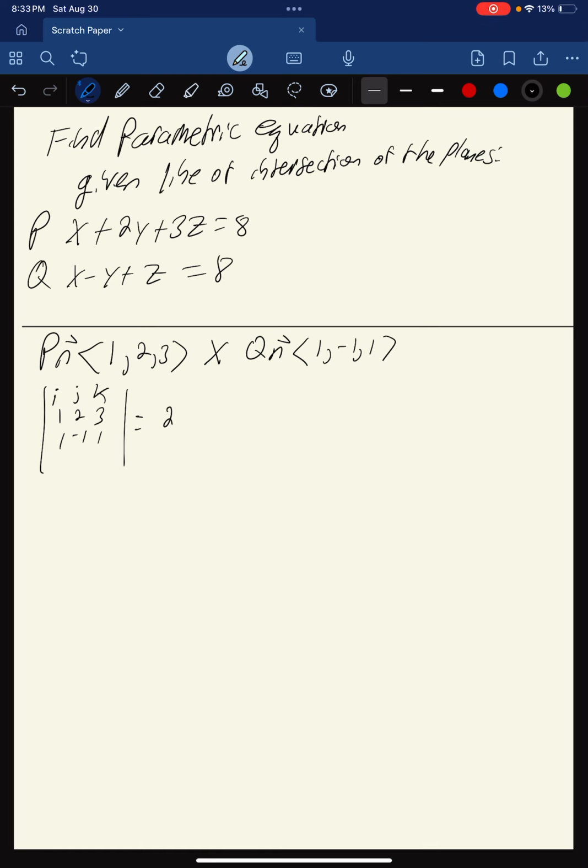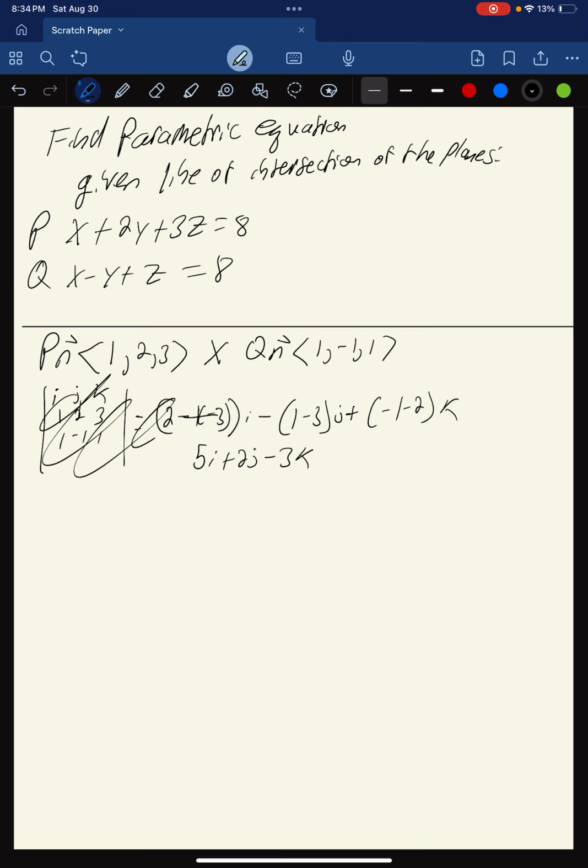So 2 minus -3 i hat, minus j, which is 1 minus 3 j hat, plus k, which is -1 minus 2 k. And then after we simplify this, turn this to a plus, we have 5i plus 2j minus 3k.